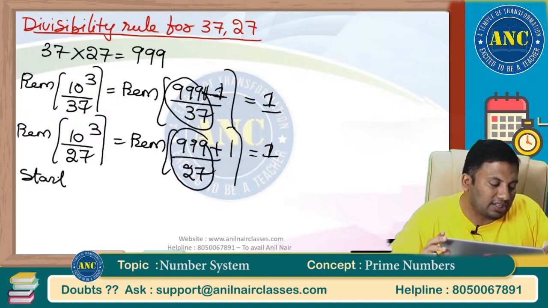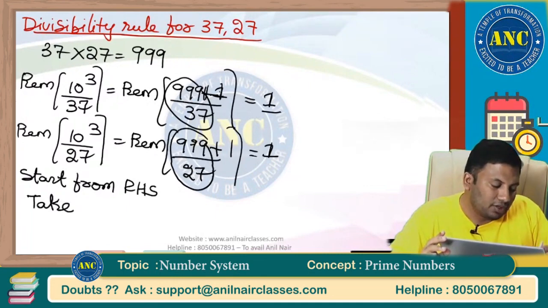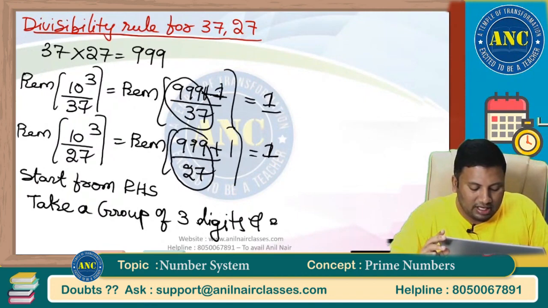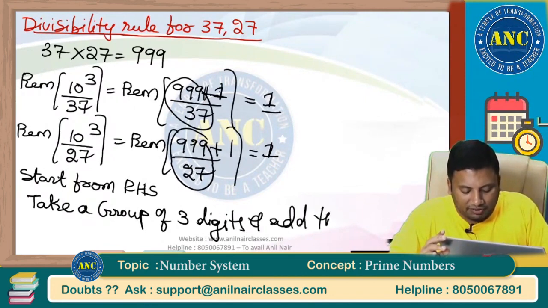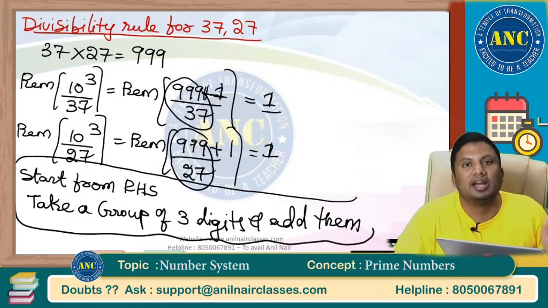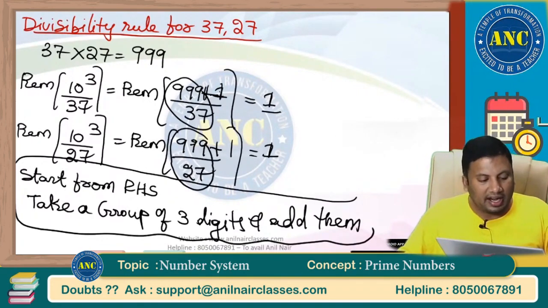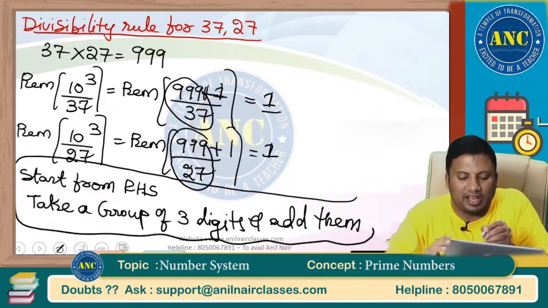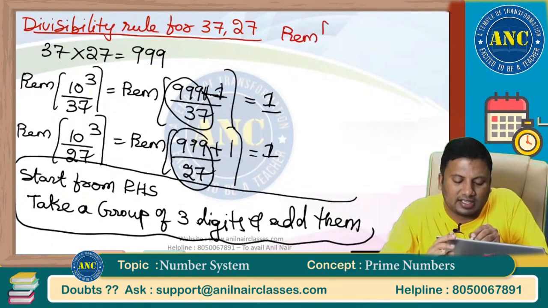Start from the right hand side. Take a group of 3 digits and add them. This is the divisibility rule for 37 and 27. Once you understand which power is giving you 1, then the idea is very, very easy.